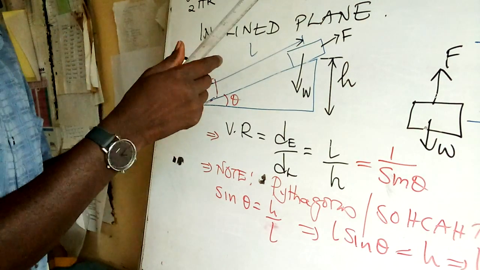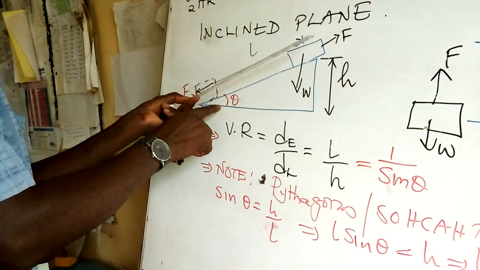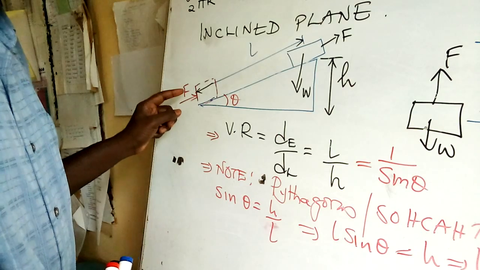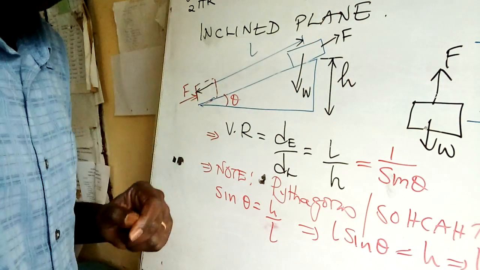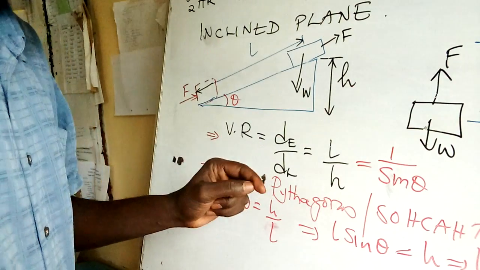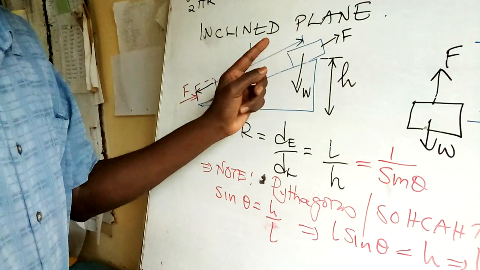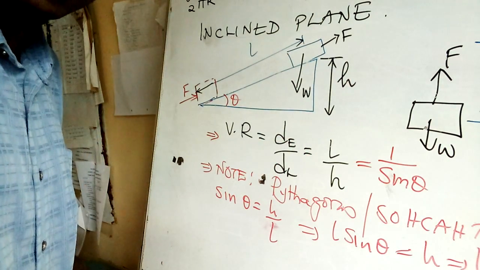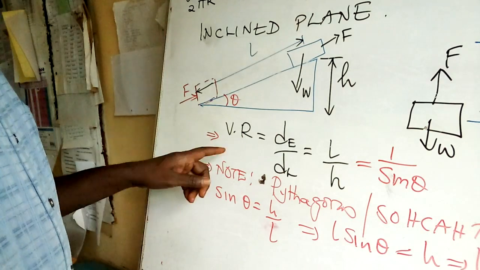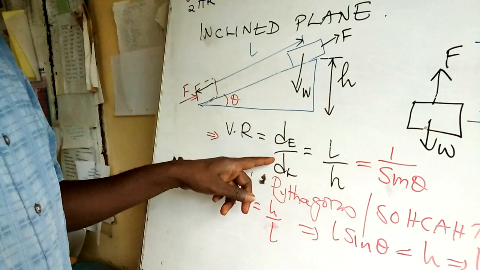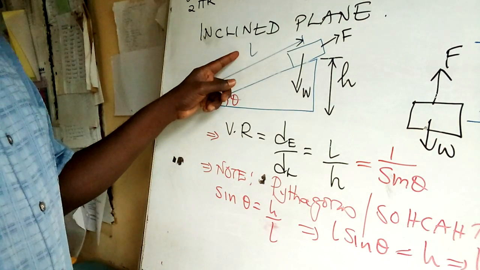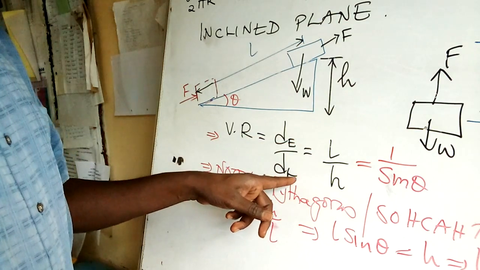Suppose this is my piece. I put it at an angle to horizontal. So the angle it makes, let it be theta. If I apply force F from the bottom to the top, thereby covering distance L, then the distance moved by effort will be L. In so doing, the load will have covered a vertical distance small h. And therefore, velocity ratio is distance moved by effort over distance moved by load, which is equal to L over h. Distance moved by effort is L, distance moved by load is h.